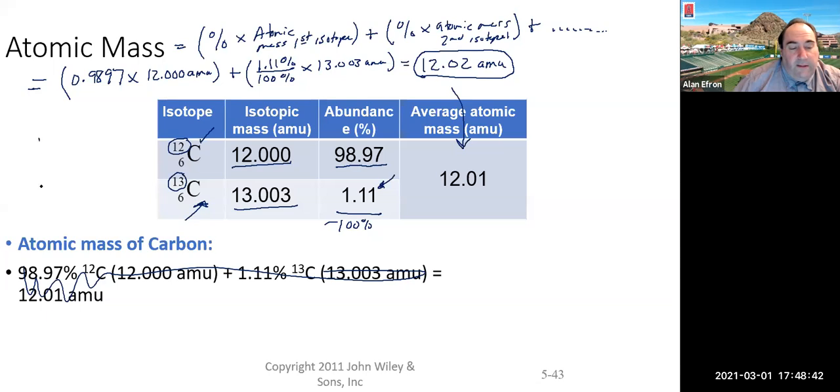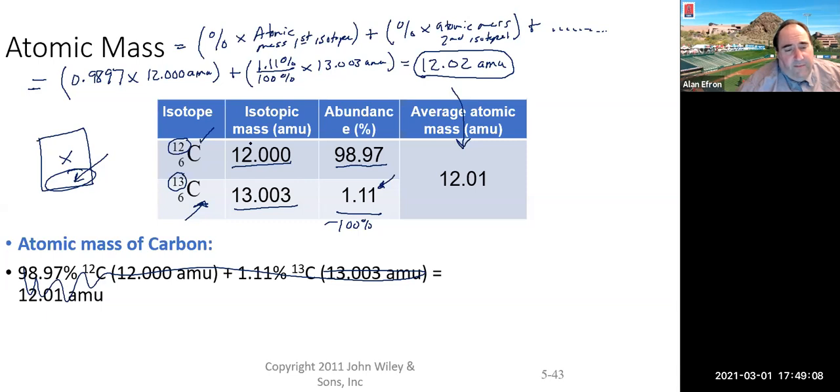So when we look at those numbers underneath the symbol, they are really the average of the naturally occurring isotopes of all the elements that are present, and that's what we see. Again, we don't usually refer to it as average atomic mass, we just call it the atomic mass. Any questions on how to calculate that?